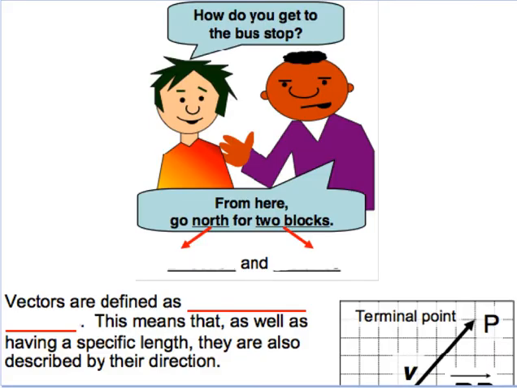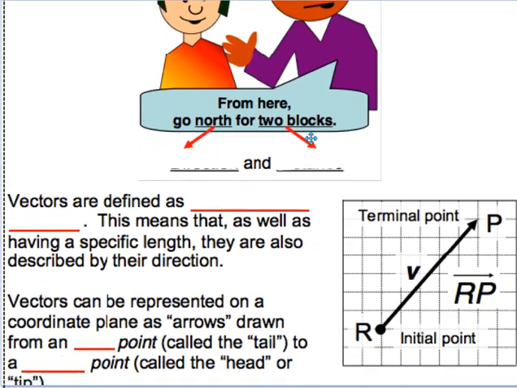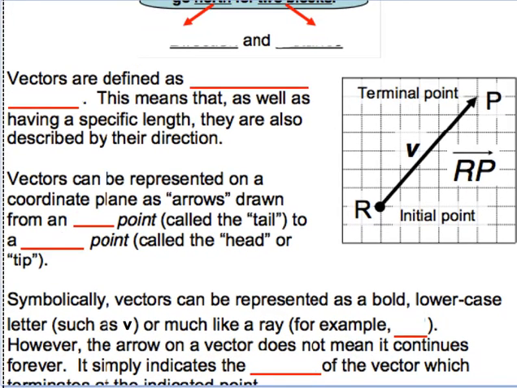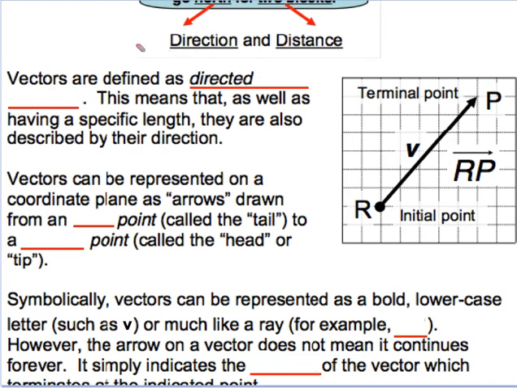All right, let's look again at some of our information about vectors. So we've already discussed how vectors tell direction and distance. All right, so vectors are defined as directed distances. This means that as well as having a specific length, they are also described by their direction. So that's the key difference between normal lines and angles and vectors. Okay, we're kind of combining everything.